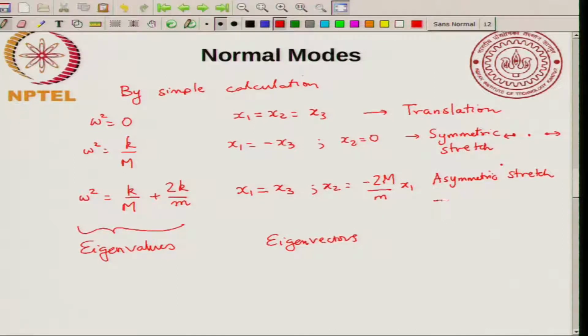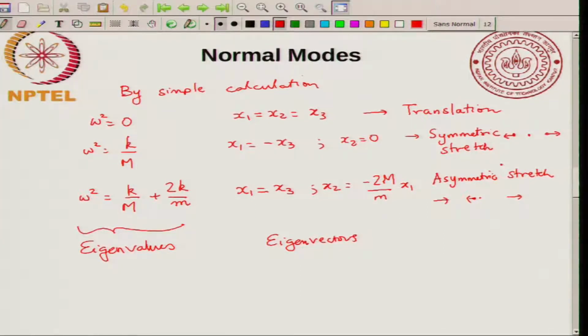Where your two oxygen atoms are moving in the same direction. So, they are moving in the same direction by the same amount, and the center atom, your carbon atom, is moving in the opposite direction by some other amount. So, this is your asymmetric stretch. What we can see is that just by calculating the eigenvalues and eigenvectors you can get the normal modes, and you can identify what is a symmetric stretch and asymmetric stretch.